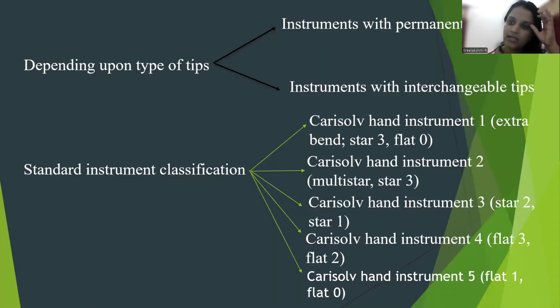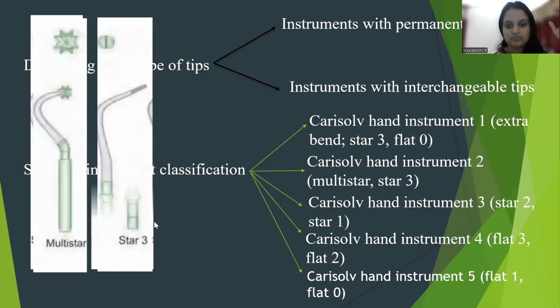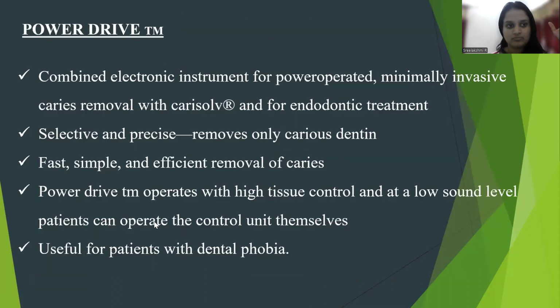So there are certain instruments which are needed for the removal of this caries after the chemomechanical caries preparation, which is mainly classified depending upon the tips. That is instruments with permanent tips and instruments with interchangeable tips. So even if you find that after usage of the hand instrument, still more caries are present, you can use a Power Drive TM.